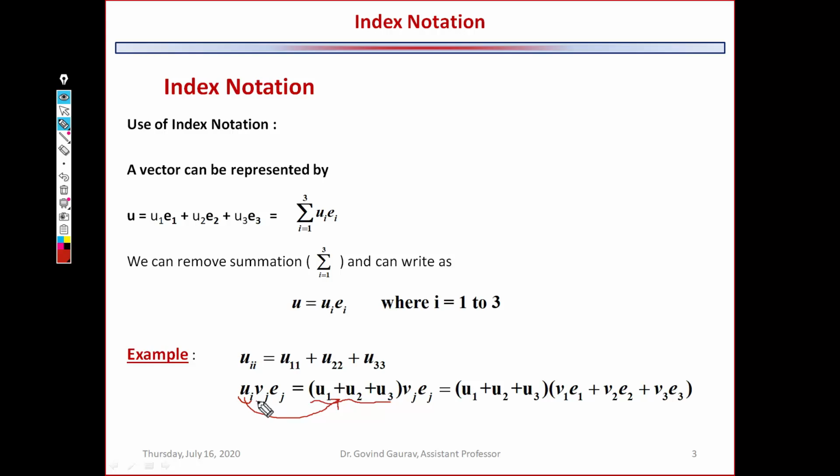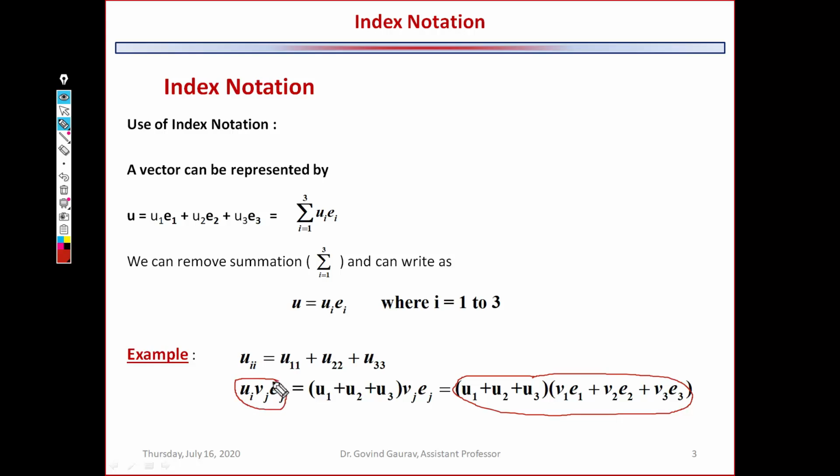Now we need to expand v subscript j and e subscript j. This j index is a repeated index; here it comes with v as well as with e. So if we are interested in expanding this term, we will write it as v subscript 1 e subscript 1, plus v subscript 2 e subscript 2, plus v subscript 3 e subscript 3. So we have represented this entire expression in index form by simply writing these notations.